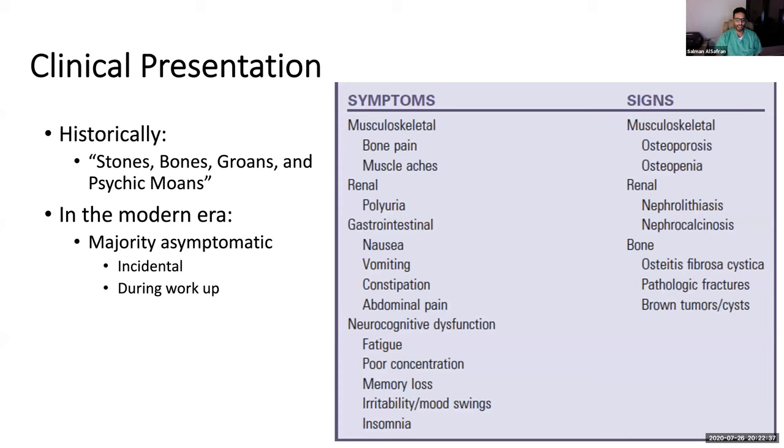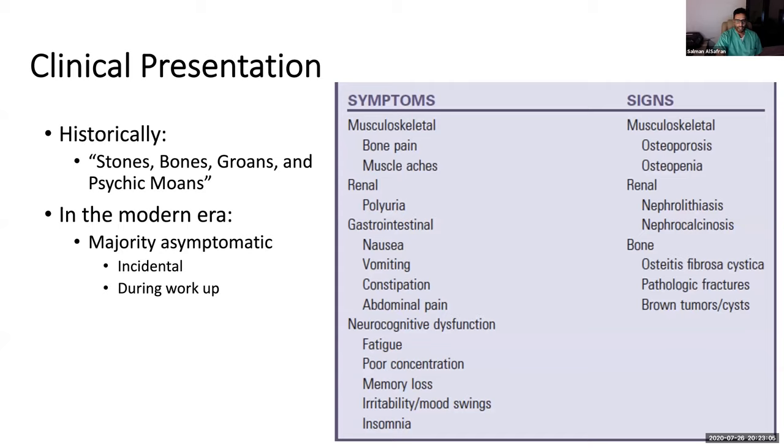And luckily, since the 1970s, when the biochemical laboratory workup was done routinely, we tend to see those presentations less and less. And the majority of the patients now are identified incidentally or during a workup for osteoporosis or kidney stones. In the table on the right side, you can see the symptoms and signs of primary hyperparathyroidism.